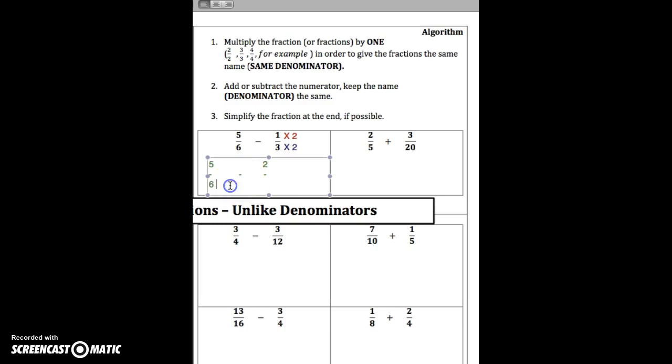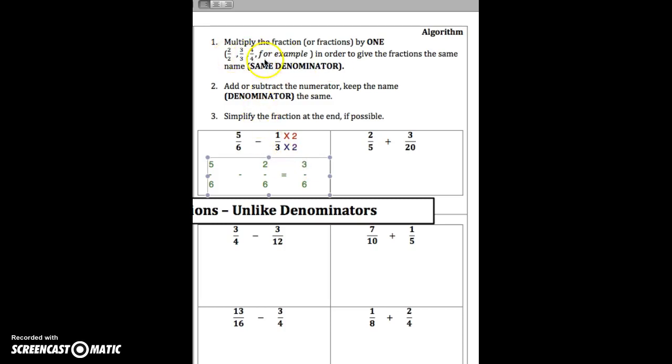So if it's on my page, it should be on your page as well. So I have 5 over 6 minus 2 over 6. And as we remember, we're only changing the numerator. The denominator is going to stay the same. So we know that my denominator stays the same. And then we look, 5 minus 2 is equal to 3.